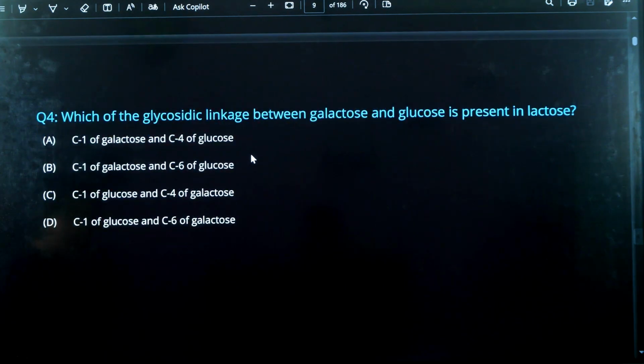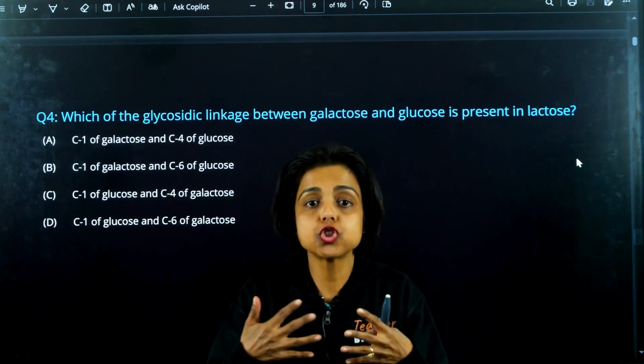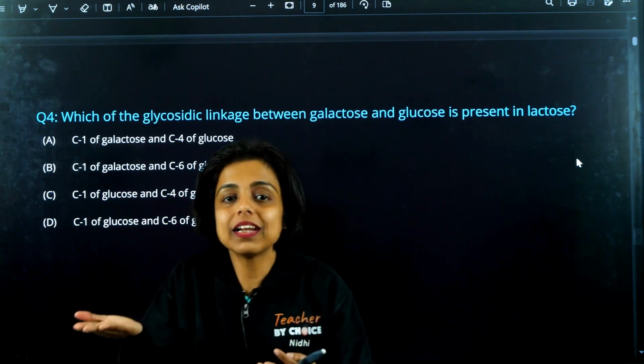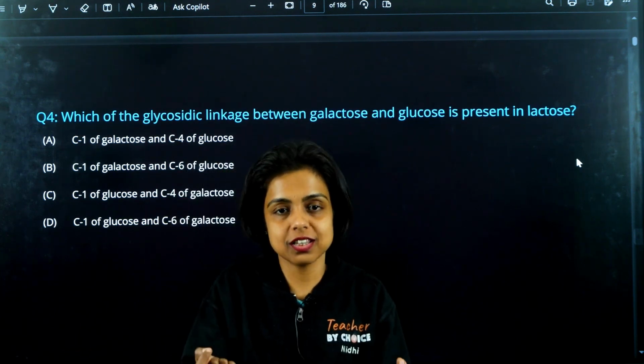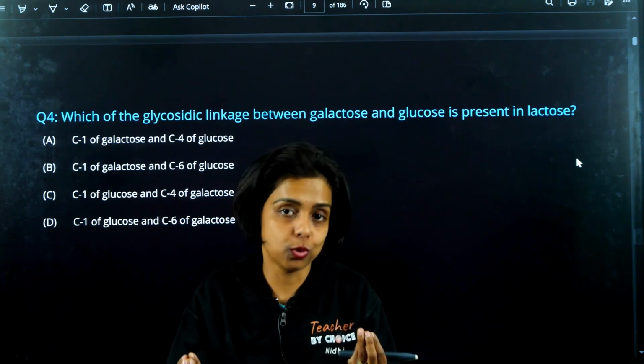Next question, guys: which glycosidic linkage between galactose and glucose is present in lactose, right? So lactose is a disaccharide of galactose and glucose, so they both join together. And what is the difference between galactose and glucose? Just the configuration around one carbon, that is carbon number 4, right?